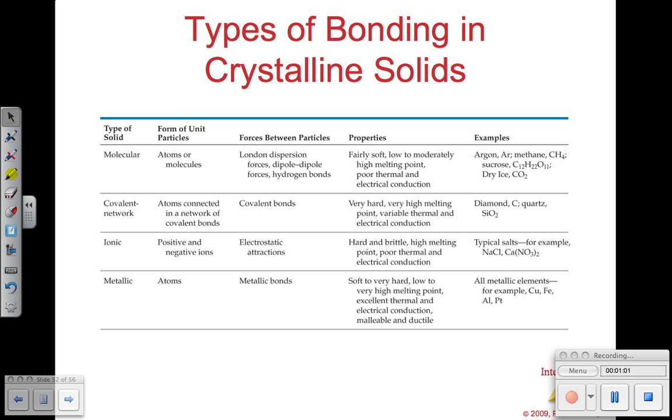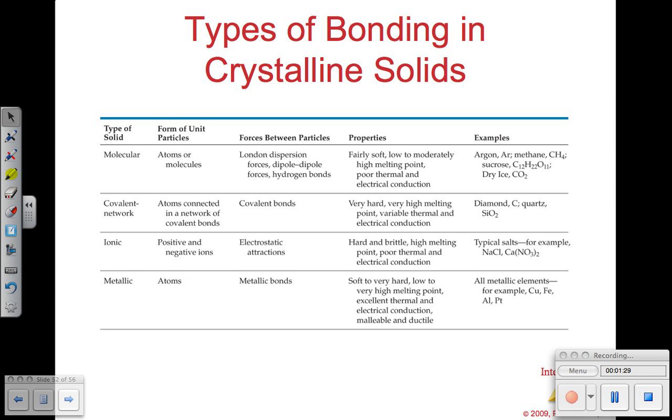Some examples include argon gas or methane gas, solid sugar, sucrose, as well as dry ice. Imagine the solid forms of those. It might be difficult to imagine the solid form of methane or argon, but if you think of it, argon and methane have pretty low melting points. They're in the gas phase for the most part. So it varies quite a bit with molecular solids.